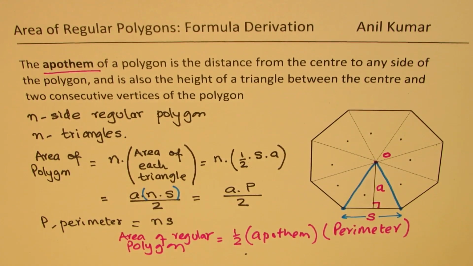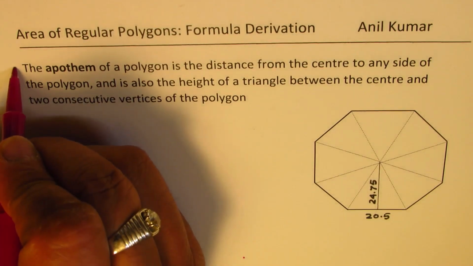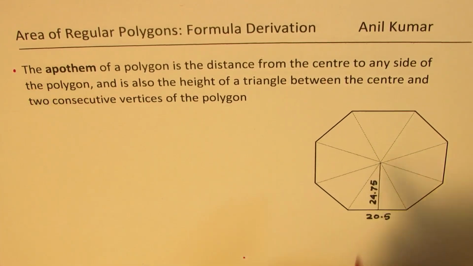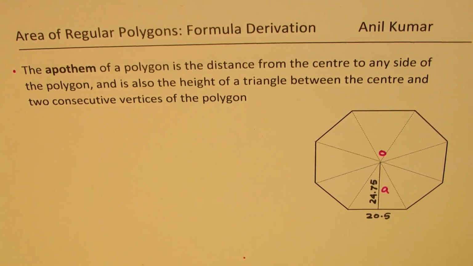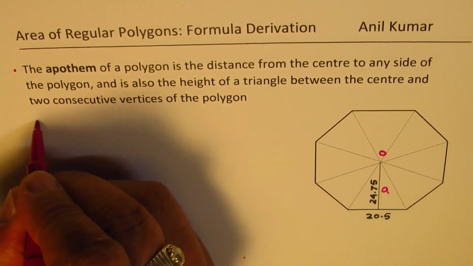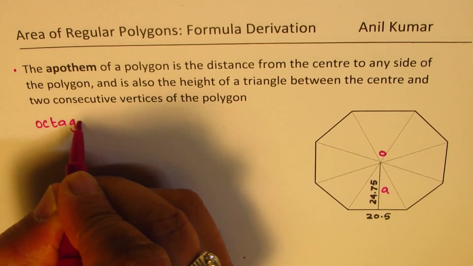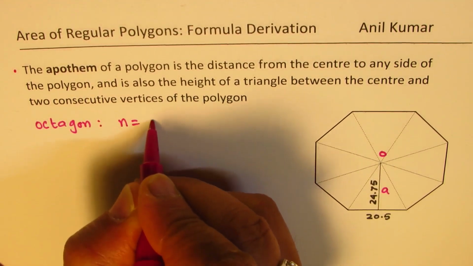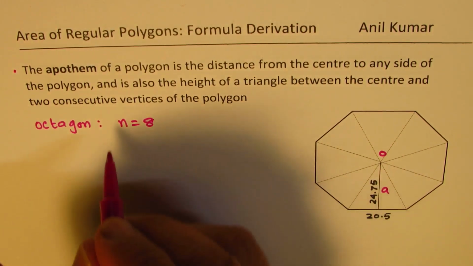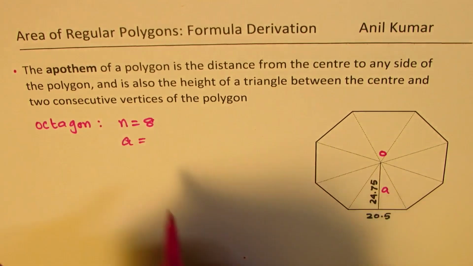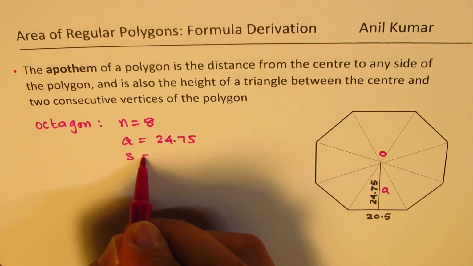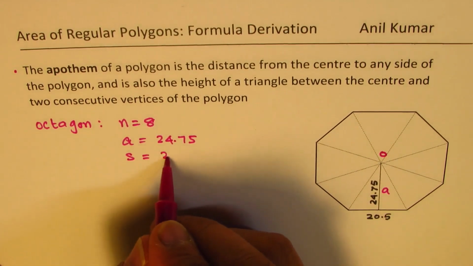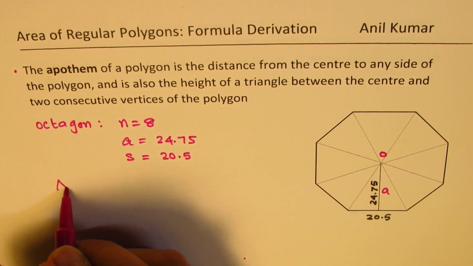So that is a standard formula which you can always use and find the area of a regular polygon. Perfect. Now let's take two examples. Here is your first example. We already know what apothem is. It is the distance from the center to any side, right? So this is the apothem. In this particular case, we are given an octagon. That means n equals 8, right? And we are given the value of A, apothem, as 24.75, and the side length of each side is 20.5. So what is the area of the polygon?